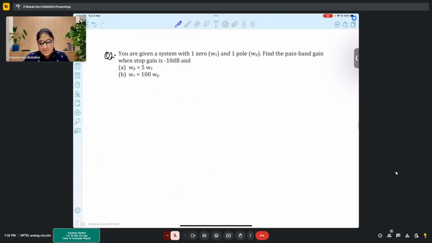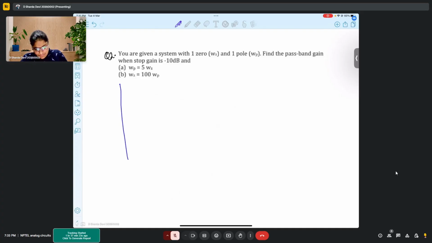So in this problem, it is given that you are given a system with 1 zero and 1 pole. It has a passband gain. What is the passband gain when the stopband gain is minus 10 dBs? There are two conditions: A, WP is 5 times WZ, and B, WZ is 100 times WP.